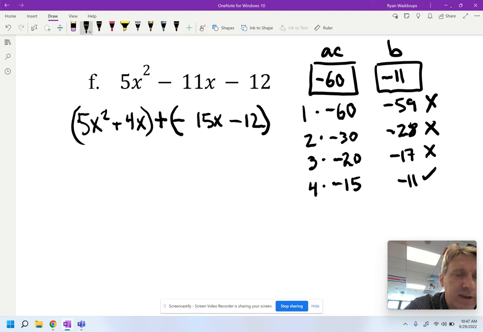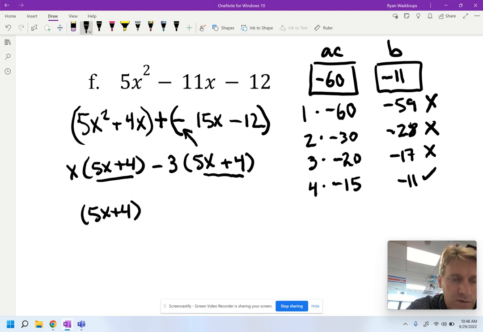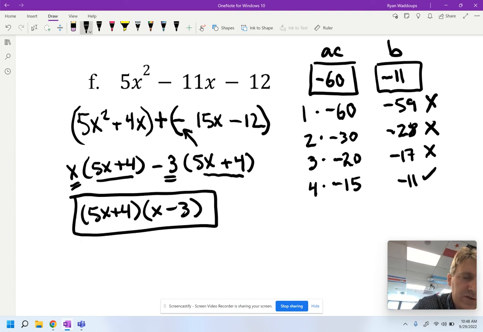So then I factor the greatest common factor, and I get x times 5x plus 4. And here I've got a leading coefficient that's negative, so you want to factor out the negative. So I factor out negative 3 times 5x. Negative 3 times positive 5x is negative 15x. And then plus 4. Negative 3 times a positive 4 is negative 12. And I see my common factor is 5x plus 4, and I factor that out. 5x plus 4 times x minus 3. And those are our factors.